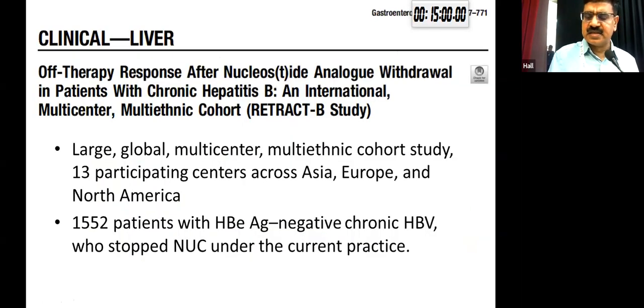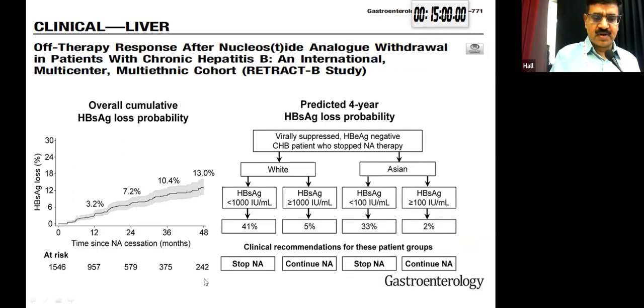I think this is the latest study, and this is the final, the bottom line, the DTRACT study, a large global multi-center, multi-ethnic cohort study across Asia, Europe, and North America, 1,500 odd patients, and this is the bottom line. The probability of HBsAg loss at 48 weeks is from 3.2 to 13%.